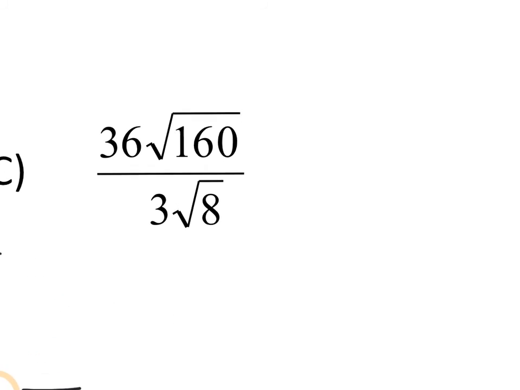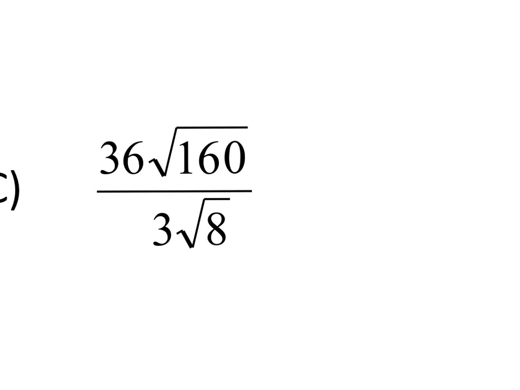So let's go ahead and look at C. First steps first. We can simplify first, but let's see what happens if we don't. Let's just not simplify and see what happens. Let's multiply the top and the bottom by the square root of 8.